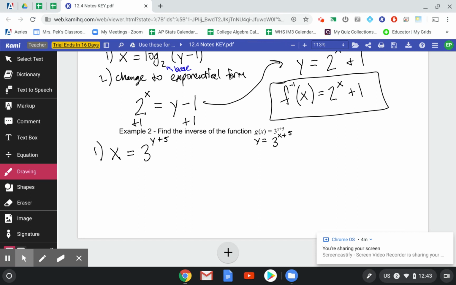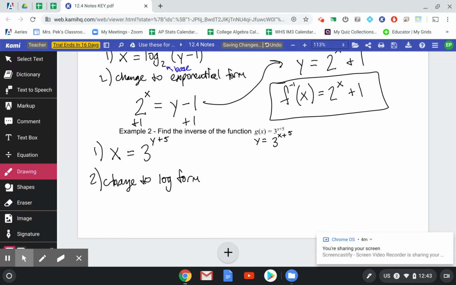Now I need to isolate the y. So step 2, we want to isolate the y. I want to get the y by itself, but I can't really do that without using logs. I have to somehow undo the exponential part since y is an exponent, and the only way to do that is to change to log form. Sorry, my pen is lagging here.